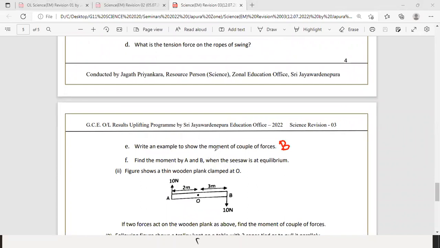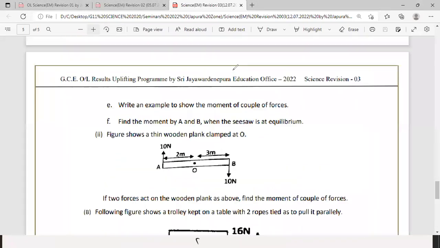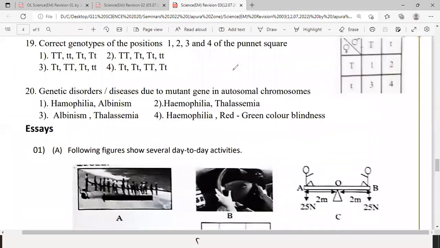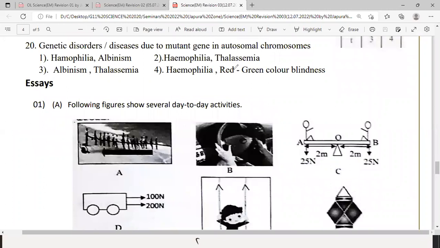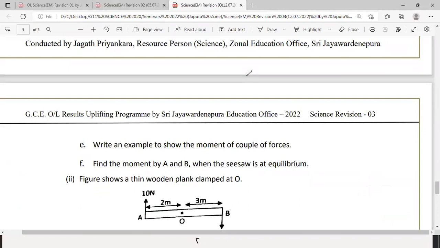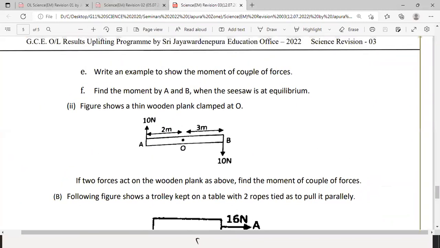Next one, find the moment by A and B when the seesaw is at equilibrium. Any volunteers for part F? The seesaw at equilibrium, what is the moment? Turning effect. Who can tell me the answer for the last part? When it is at equilibrium, find the moment by A and B when the seesaw is at equilibrium.